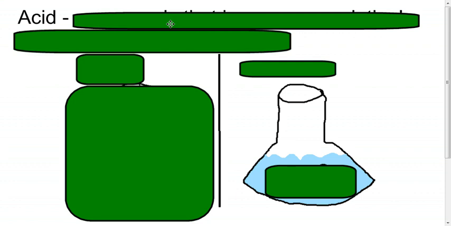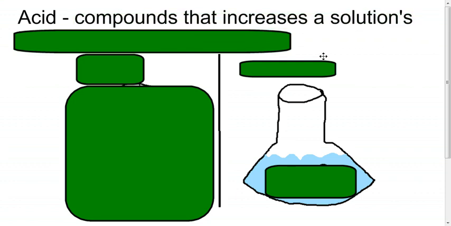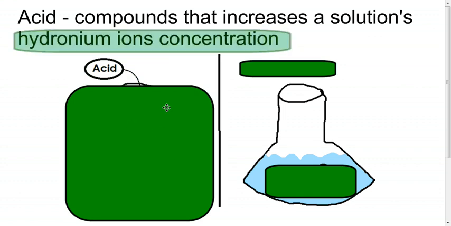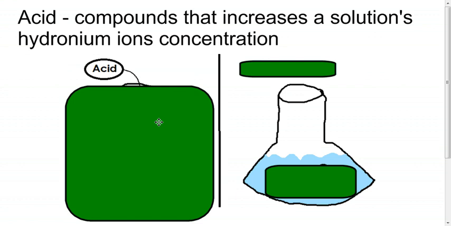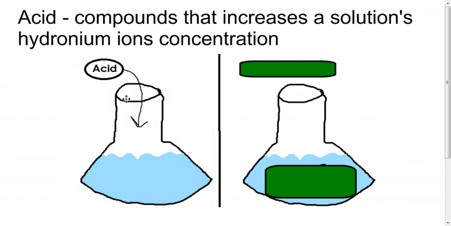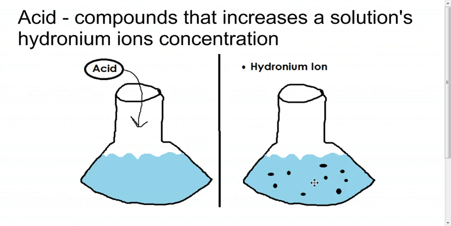Now, an acid is a compound that, when you put it in water or in a liquid, increases the hydronium ion concentration. So here I've got some water, and I plop the acid in, and if these little dots represent hydronium, then after I put it in, you see there are dots there that are the hydronium ions.